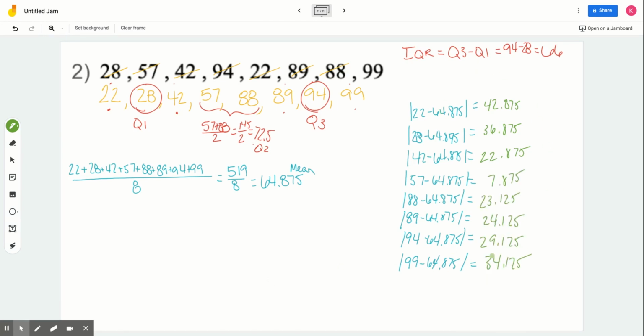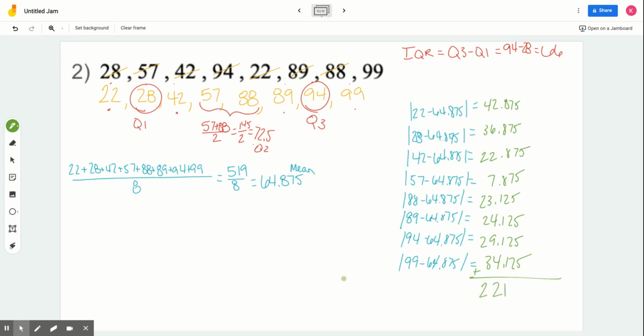Now that you've finished finding the absolute value of the data, we need to find the average of this. So we are going to add these together. So we're going to find the sum. So I'm just going to show that we're going to add these all together. And when we add these all together, we end up with 221.